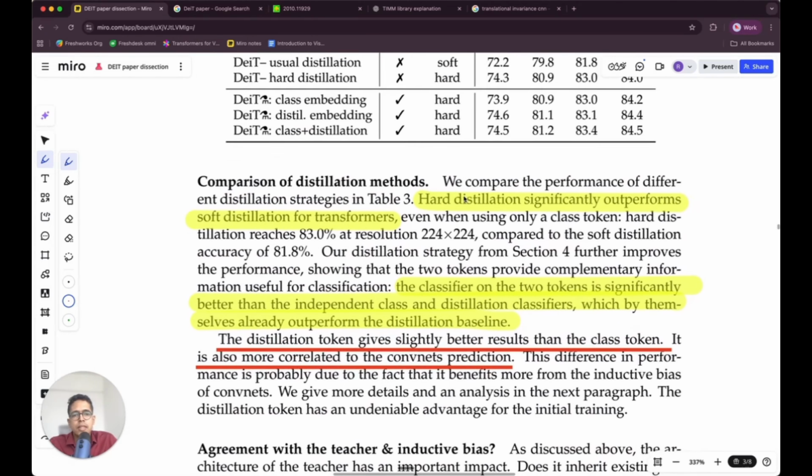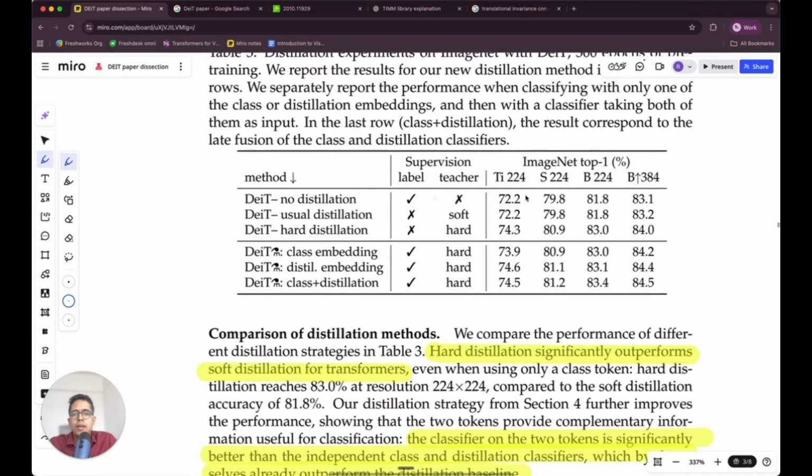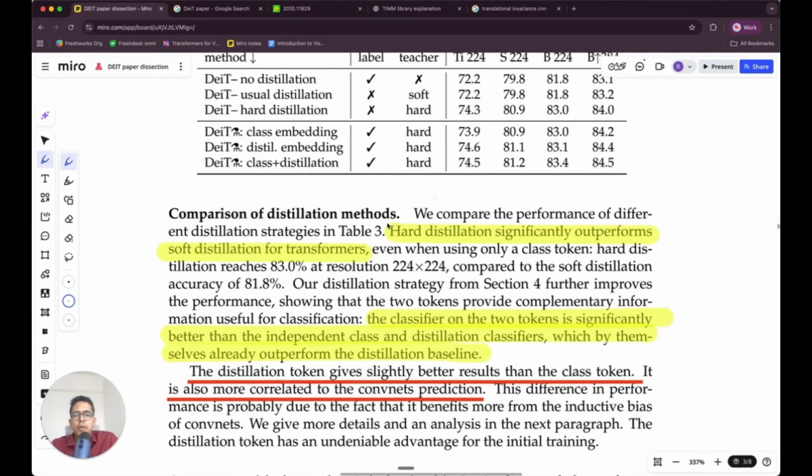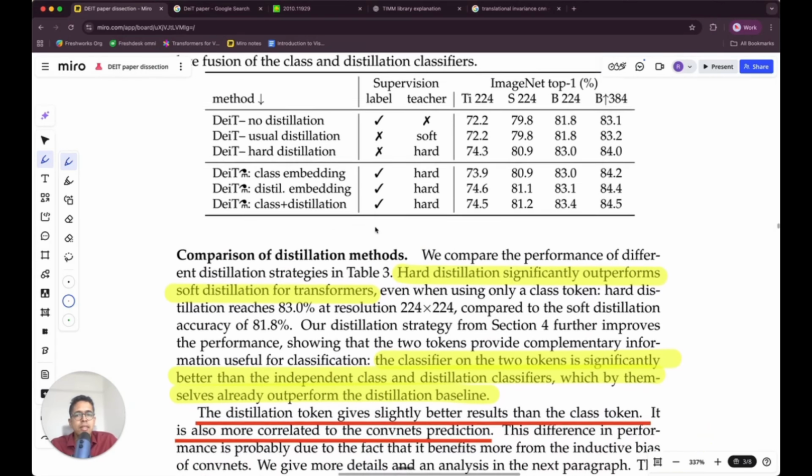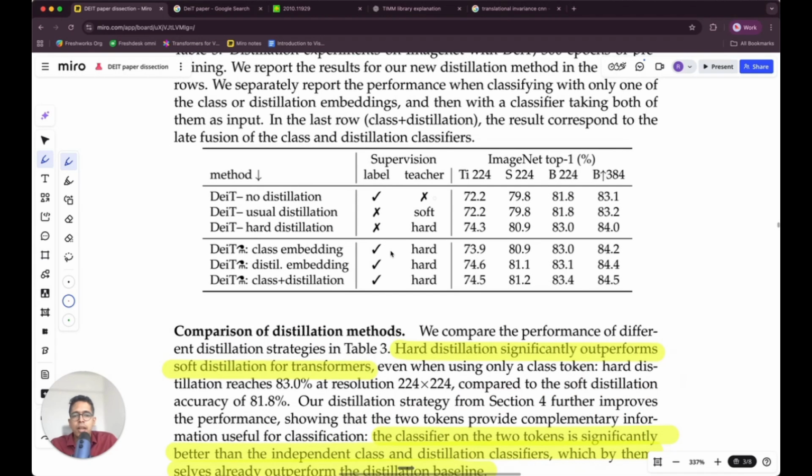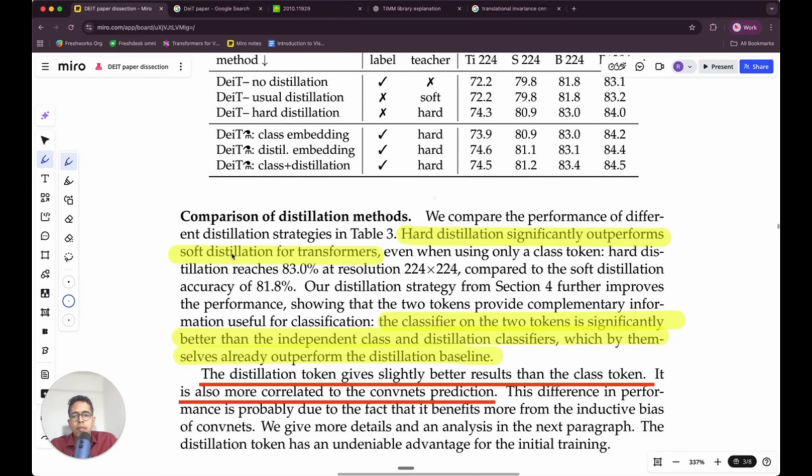Comparison of distillation methods. I think this is a new section. We compare the performance of different distillation strategies in table 3. Okay, we'll come to that. Hard distillation significantly outperforms soft distillation. Honestly, this was very surprising to me.